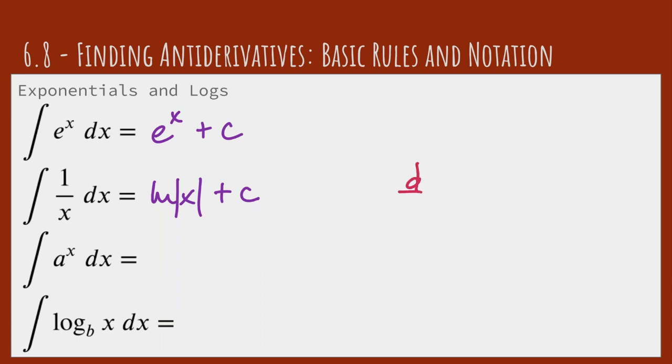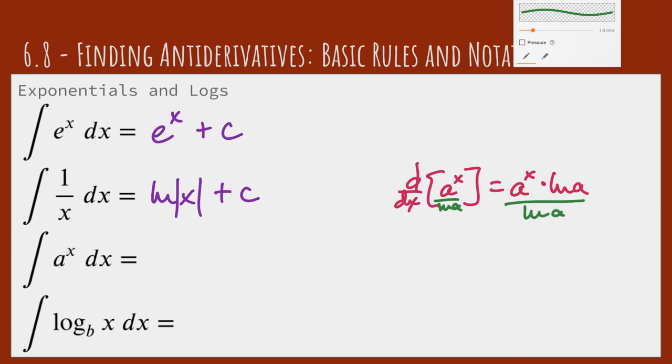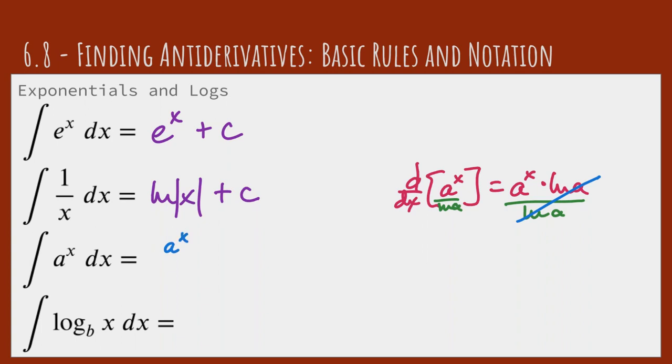The derivative of a to the x is a to the x times the natural log of a. And keep in mind that the natural log of a is a constant. So reversing this, I can divide by that constant because we have a constant multiple rule. And so the antiderivative of a to the x is going to be a to the x over the natural log of a.